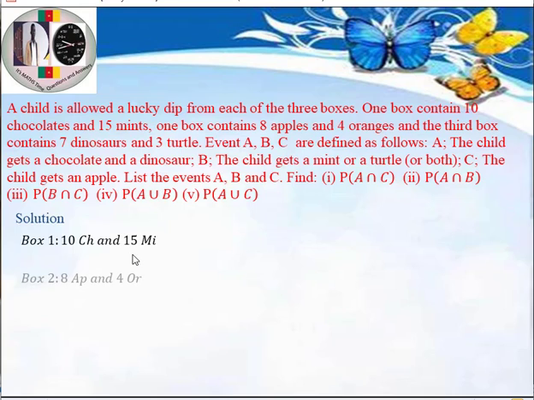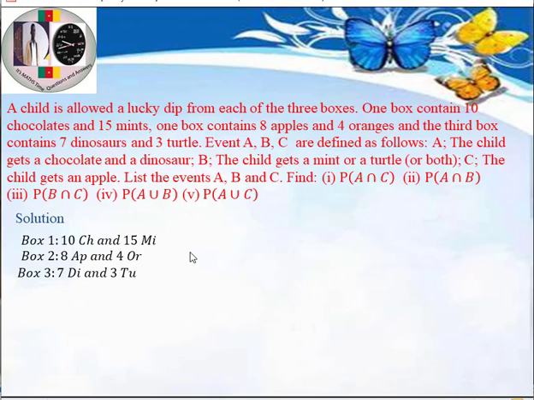And for box 2, we'll have 8 apples, AP, and 4 oranges, OR. So the total number of objects in box 2 will be 12. So 8 plus 4, 12. And in box 3 we'll have 7 dinosaurs and 3 turtles. So the total number of items in box 3 will be 10. 7 plus 3.